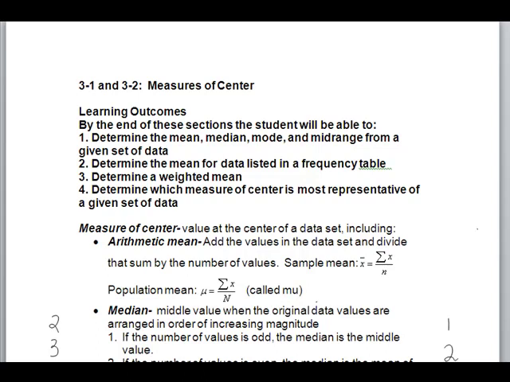Today we're taking a look at sections 3-1 and 3-2 on measures of center. Our learning outcomes will be the following. Determine the mean, median, mode, and mid-range from a given set of data. Determine the mean for data listed in a frequency table. Determine a weighted mean, and determine which measure of center is most representative of a given set of data.